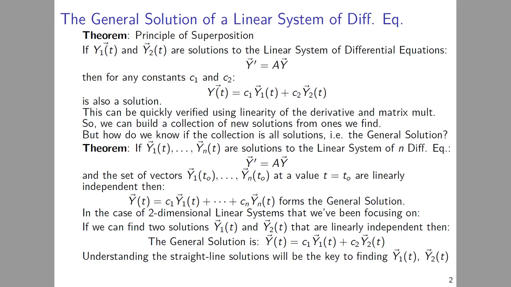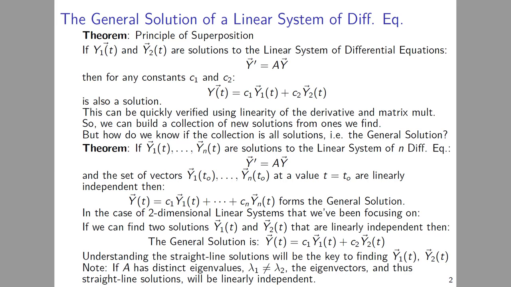Understanding these straight line solutions will be the key to finding these linearly independent functions y1 of t and y2 of t. Because if A has distinct eigenvalues lambda 1 not equal to lambda 2, then we saw that the eigenvectors, and thus the straight line solutions, will be linearly independent. So we will be able to build the general solution from them. Our next steps will be finding y1 and y2, the straight line solutions.